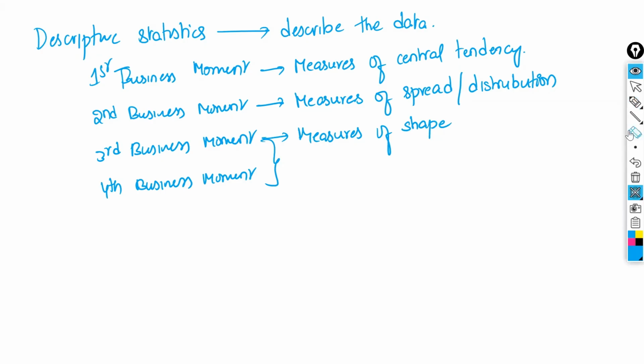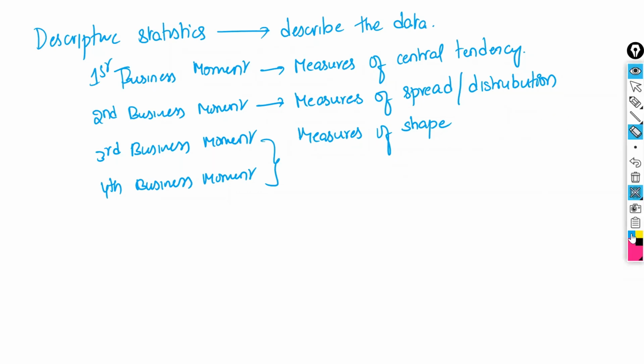Third and fourth ones are using measures of shape. They are going to measure the shape of the distribution. Okay, measures of shape, where the third business moment is going to use skewness, and the fourth one is kurtosis, but both of them are with respect to measures of shape.